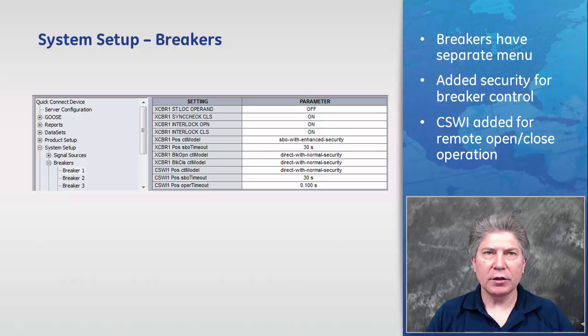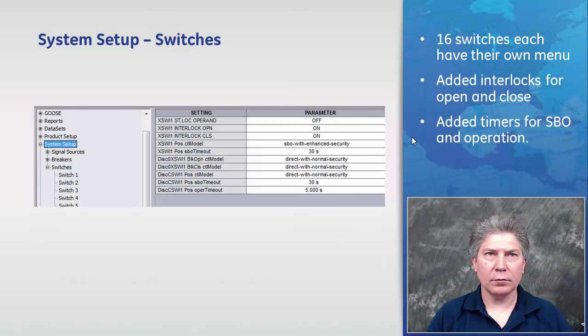Next, we'll look at breakers. The difference in this version is that we separated each one of the breakers into their own menu and added some security for control. So an additional logical node, CSWI, has been added for remote open and close operation of each breaker. Next, we'll look at the switches. Once again, we separated the 16 switches into their own menus, which made it much easier to read. We added interlocks for open and close operations controlled by FlexLogic operands. And we've also added security for control and added timers to select before operate, SBO, and operation timeouts.